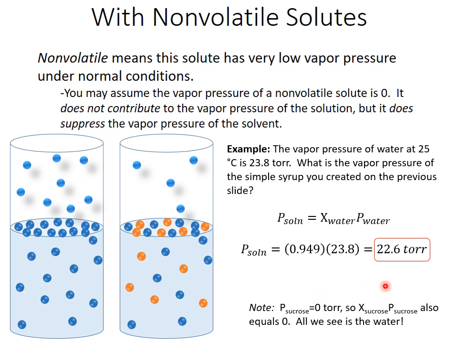Now note, the vapor pressure of sucrose is 0. So the mole fraction times the vapor pressure of sucrose also equals 0. This is why we only see the water.